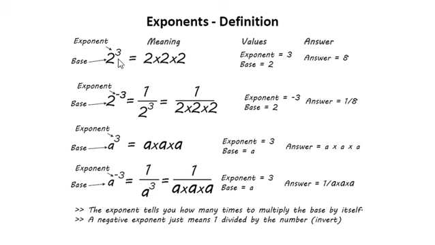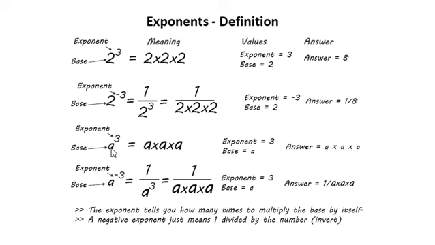Alright, so 2 to the power 3, your exponent is 3, your base is 2, meaning we are multiplying 3 times, yeah? With a negative exponent, we are dividing, okay, 3 times. So 1 by 2 three times: 1 by 2 times 1 by 2 times 1 by 2 is going to give you 1 by 2 times 2 times 2. And if you solve it out, 2 to the power 3 will give you 8, and 2 to the power minus 3 will give you 1 by 8. Yeah?